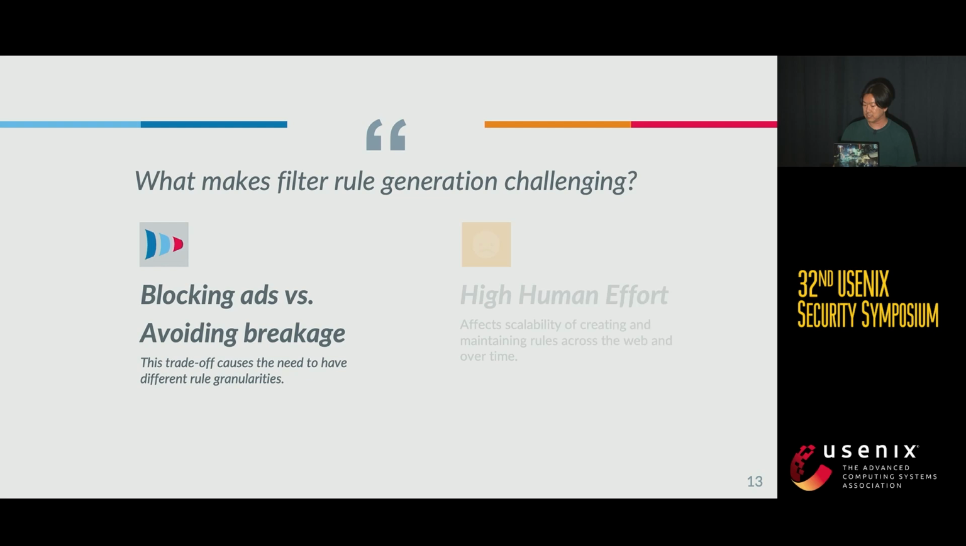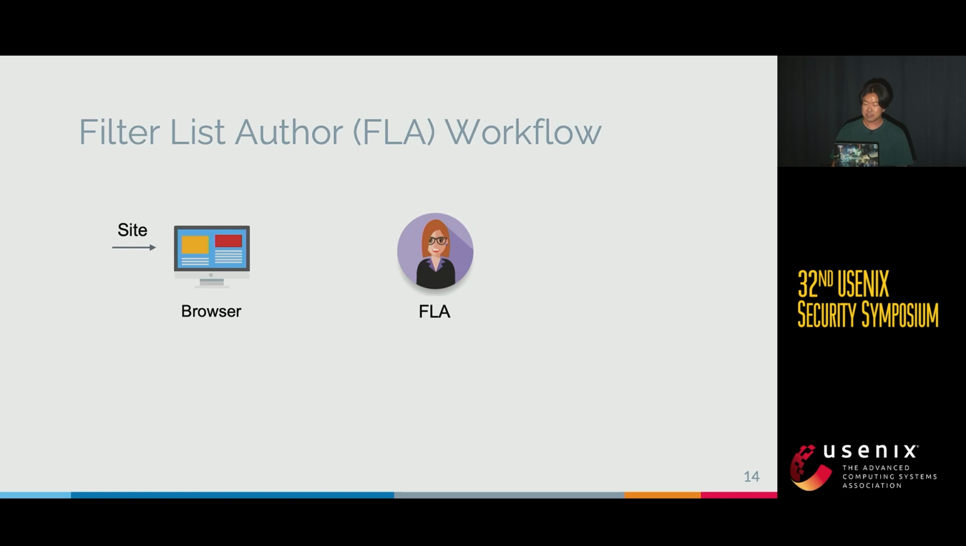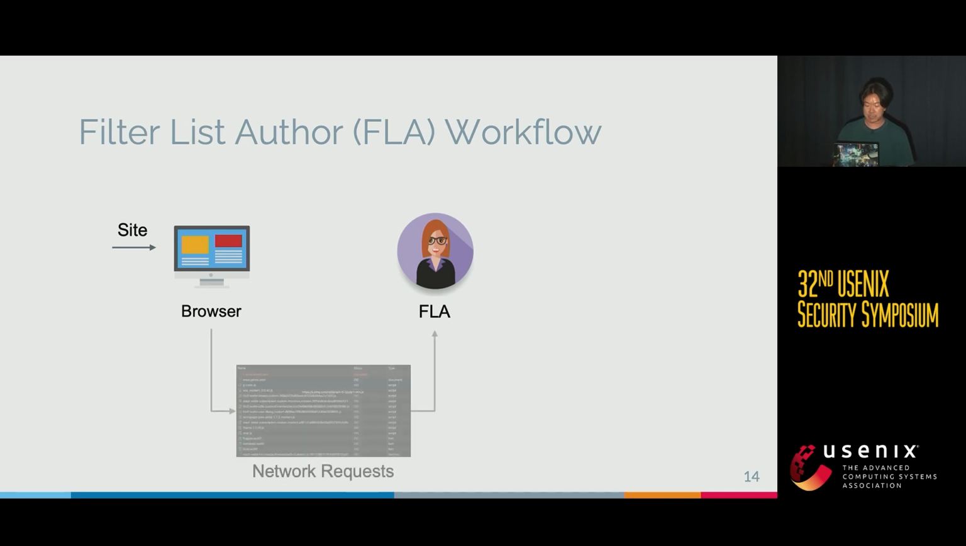The second challenge is in the high human effort in creating and maintaining filter rules. Let me illustrate this by walking you through a typical workflow of a filter list author. For example, we have a filter list author, and she's tasked with creating rules for a given site. In this example, we're going to assume that there are no existing effective filter rules. So she's not going to know exactly what to do right away. What she can do is look at all the outgoing network requests from the site by using developer tools, and she's going to select a URL to block.